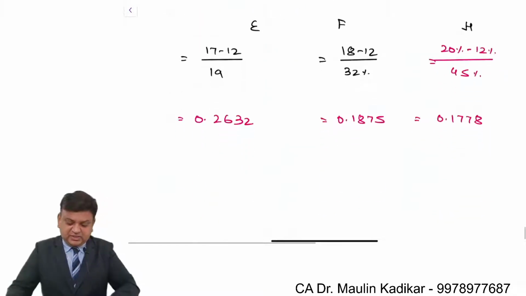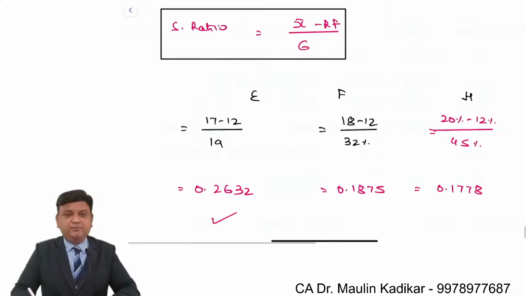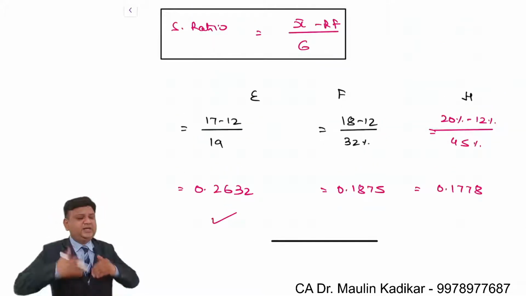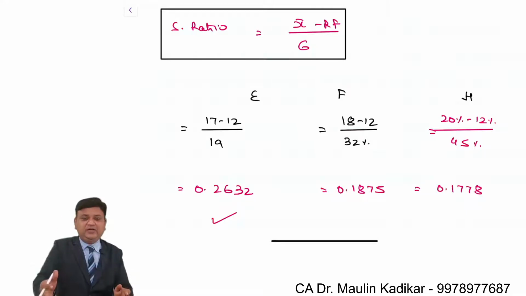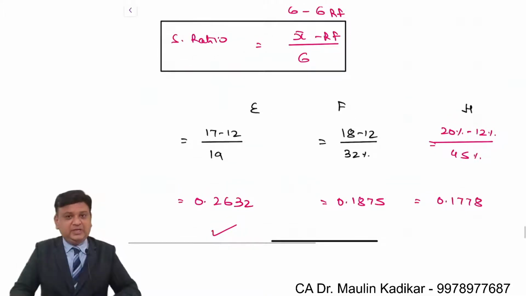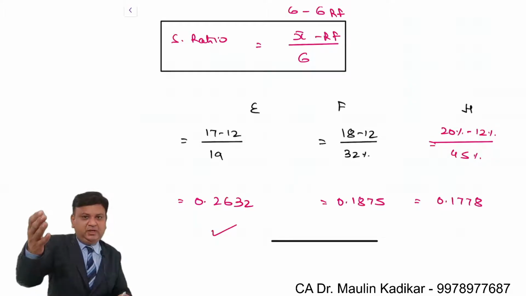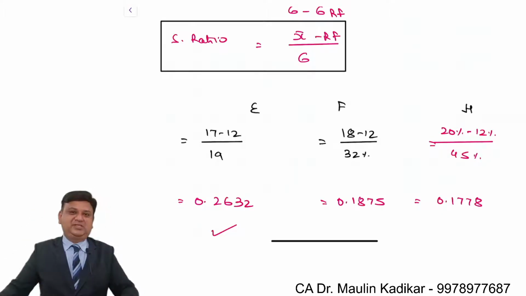Now, which among these is the best one? We understand that it is E. Why? Because it is able to generate the highest return for every 1 unit of additional risk that you undertake in E portfolio. So you should make investment in E and RF in order to generate the maximum return for any given level of risk.